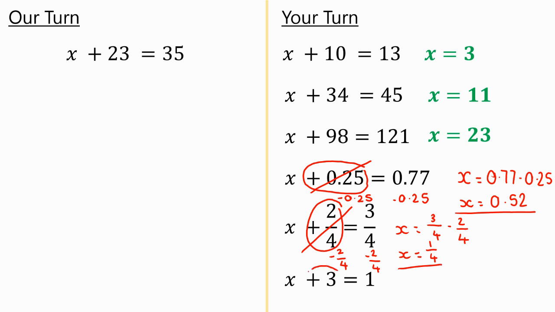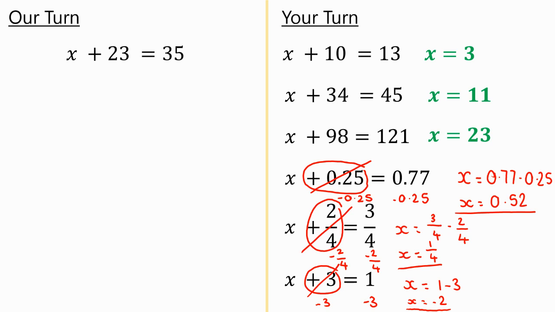And lastly, we're going to circle this add 3. To cross that off, we need to do the opposite, which is taking away 3. So x is equal to 1 take away 3, so that is minus 2. So if you also managed to get questions 4, 5 and 6 right, that's excellent, well done.